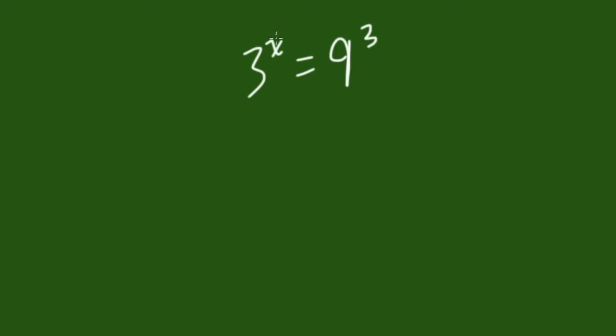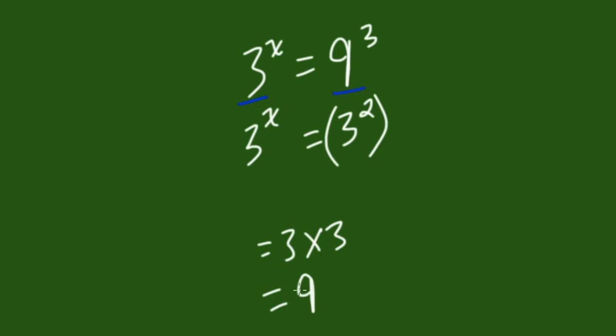So we have 3 to the power of x is equal to 9 to the power of 3. To solve this, the first thing you always want to do is to get your two bases the same. So our bases are 3 and 9 here. We want them to be the same number. We can see that we can do this by making them both 3. So we can have 3 to the power of x, and to make 9 into a 3 for the base, we can do 3 to the power of 2, because 3 to the power of 2 is the same as 3 times 3, which is 9.